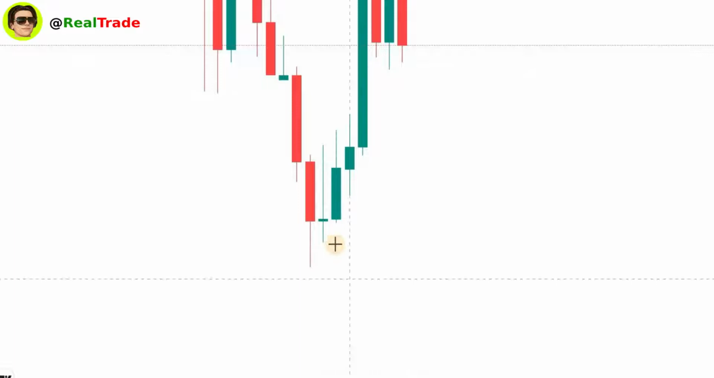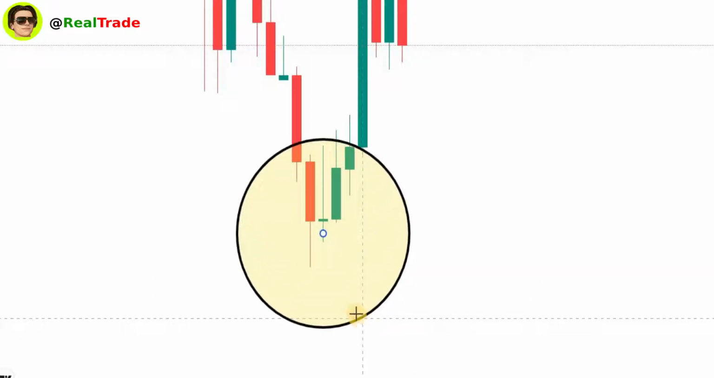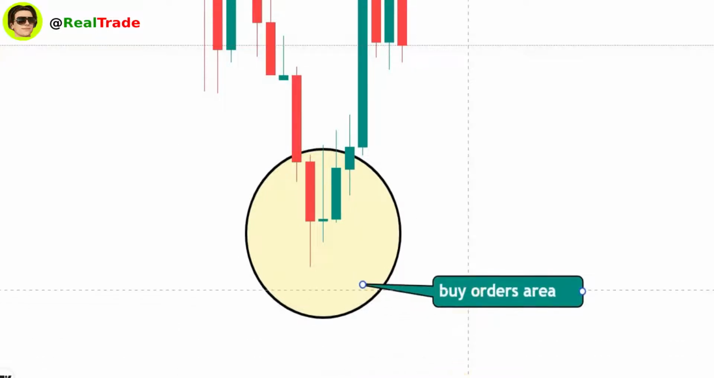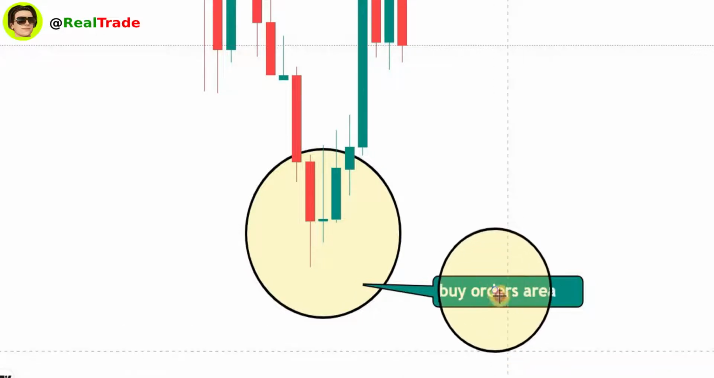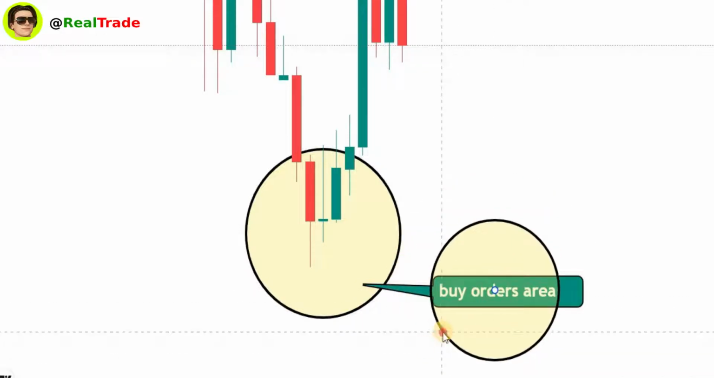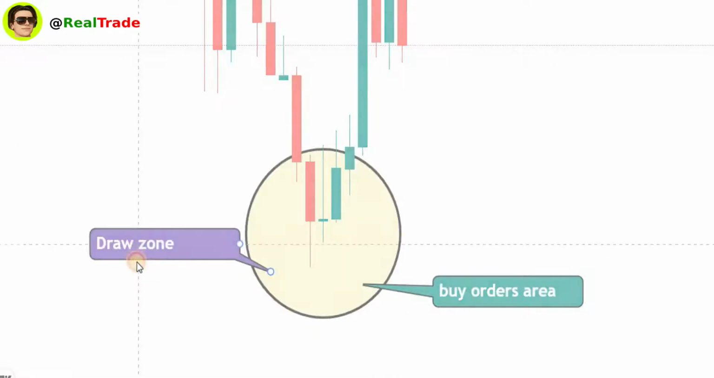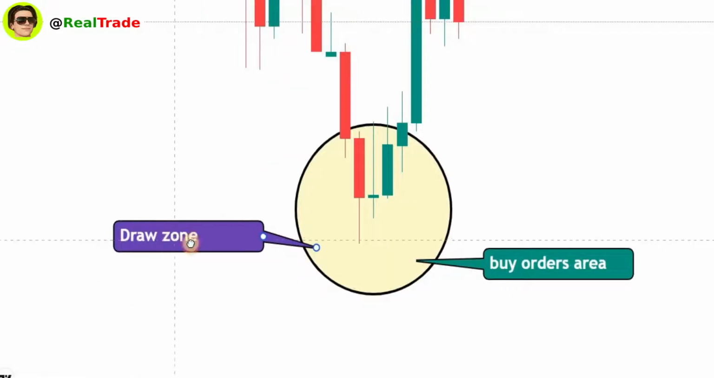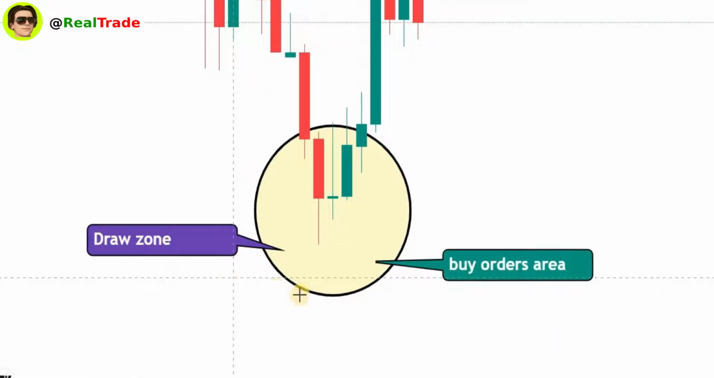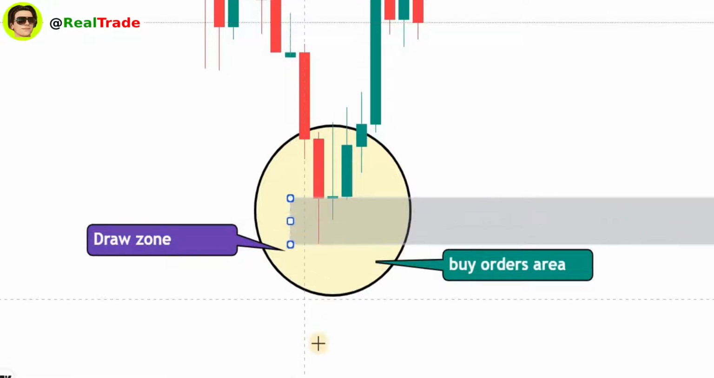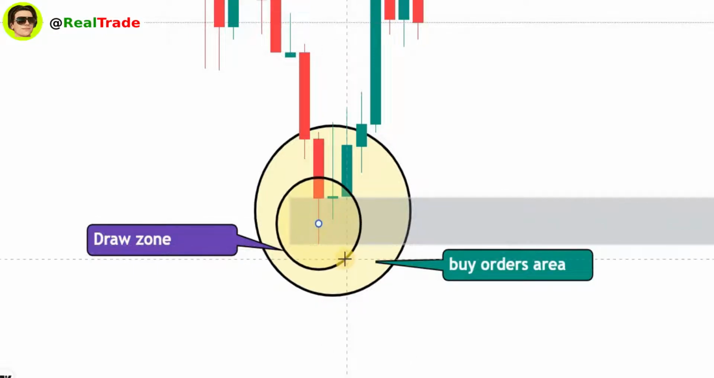Yes, continue. This area is a return price. This area is return price. Buy order, buy area order. Order buy here. I want drop zone, support zone. Yes, this area. This area is very good. This zone is support zone.